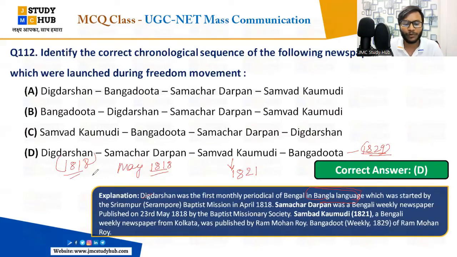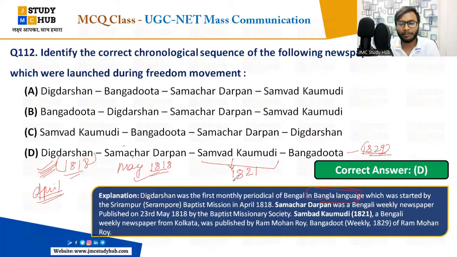Digdarshan is the first monthly periodical of the Bengali newspapers. That was started by the Serampore Baptist Mission in April 1818. Please remember this newspaper, very much important. Similarly, the Samachar Darpan, the Bengali weekly newspaper, was also published in May 1818 by the same Baptist Missionary Society.